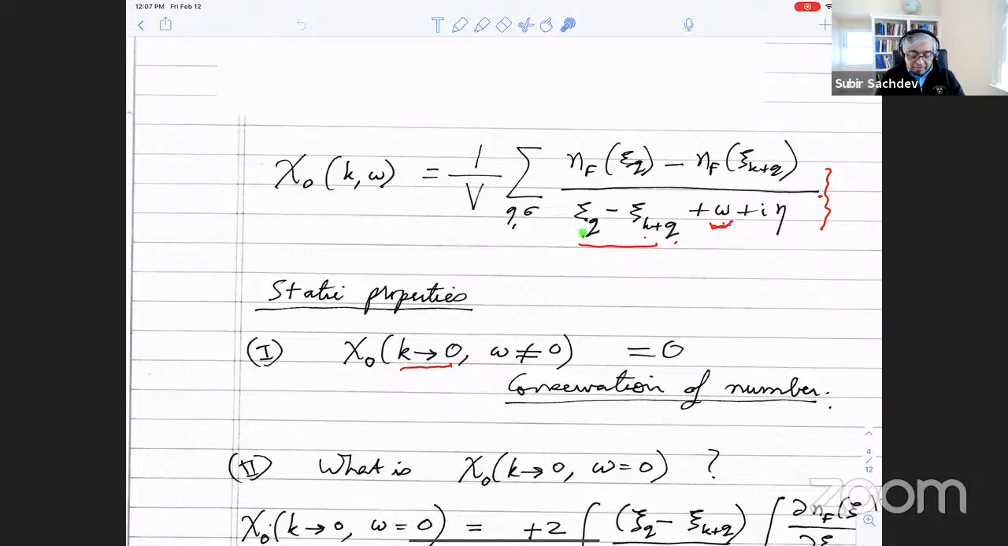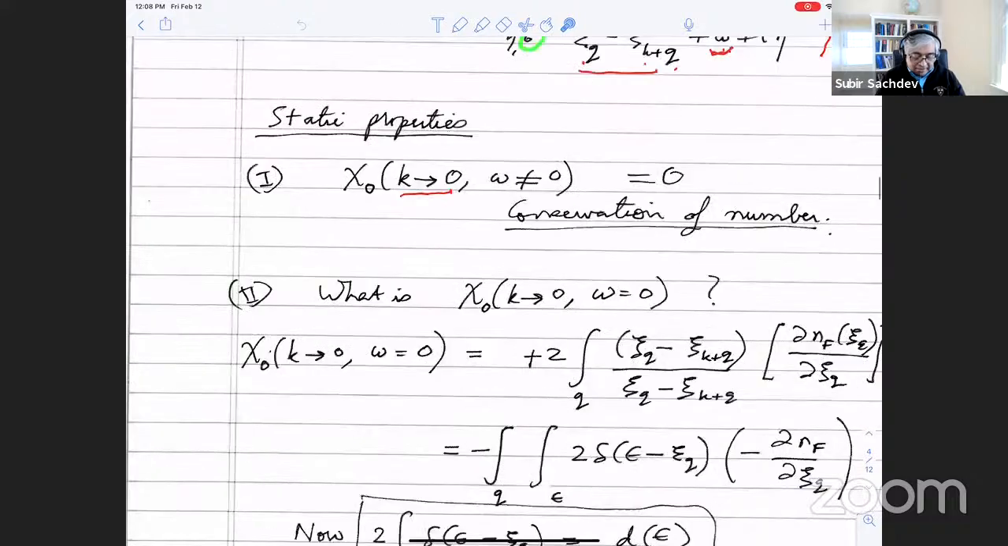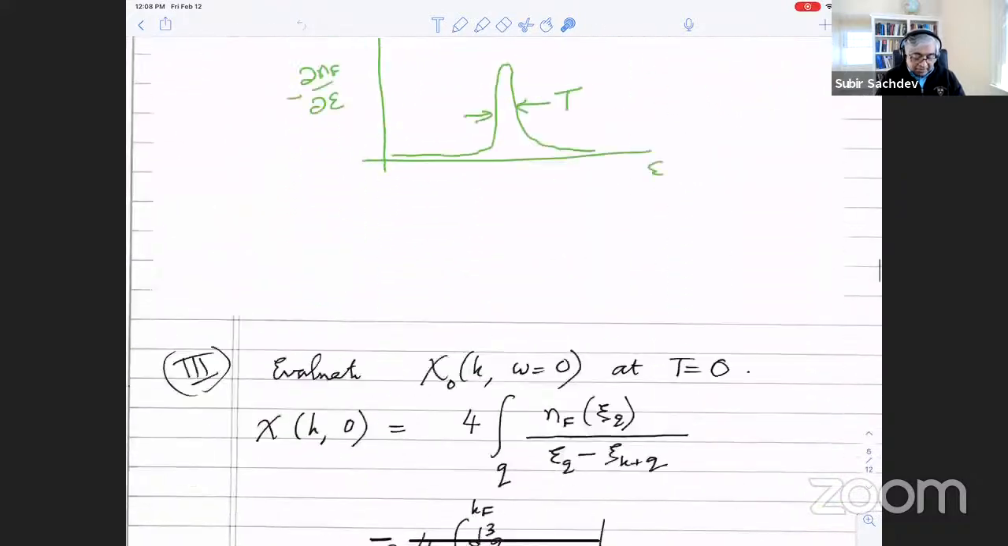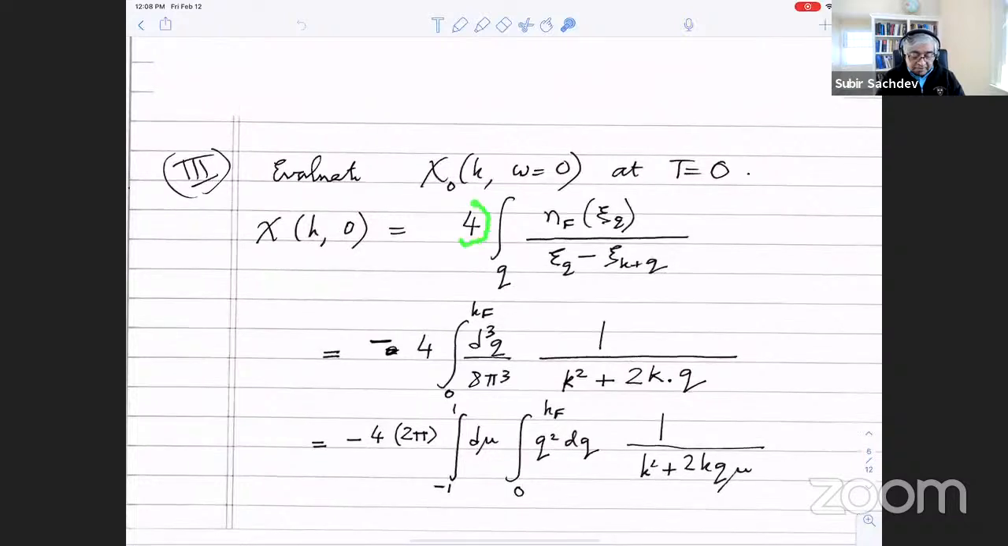And then there'll be corresponding changes in these momenta. And then you use the fact that k and minus k are the same because of spatial inversion symmetry. And then you can easily see that the contribution of this term is the same as the contribution of this term. So you just take the first term, put omega equals zero, and you put a factor of two. You put another factor of two for spin. And so then you get this expression with a factor of four out front, two for spin and two for the other term. And it's the Fermi function of psi q over eq minus ek plus q.